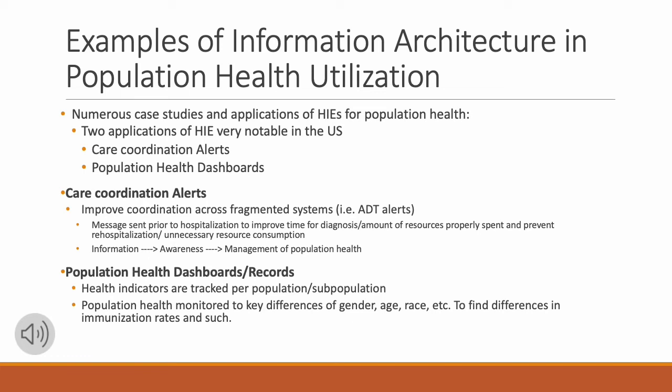And population health dashboards, or electronic health records, track health indicators per population or subpopulation. Key differences of gender, age, race, or other socioeconomic factors that can affect health are monitored in the population, and then they can be divided down or narrowed down to find key differences between population and subpopulation in order to monitor things such as differences in rates of immunization or mortality rates or other kinds of prevalence or incidence for a population or subpopulation.